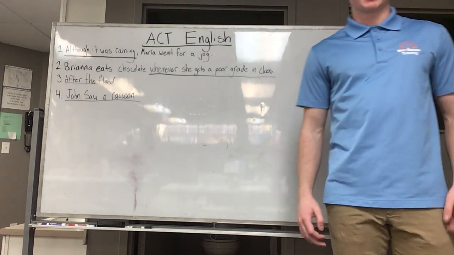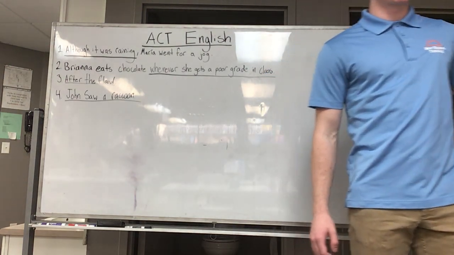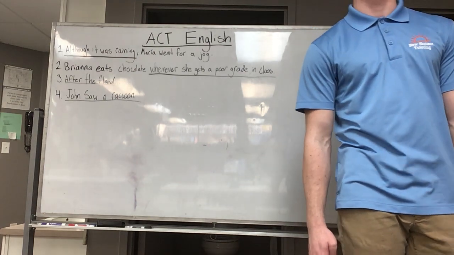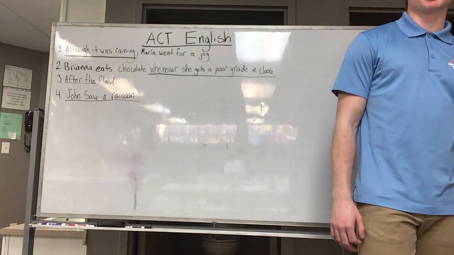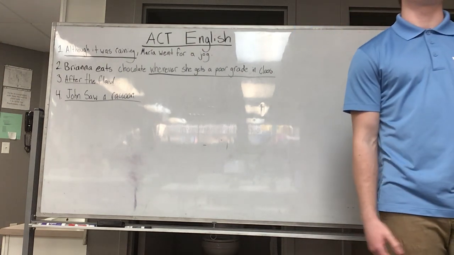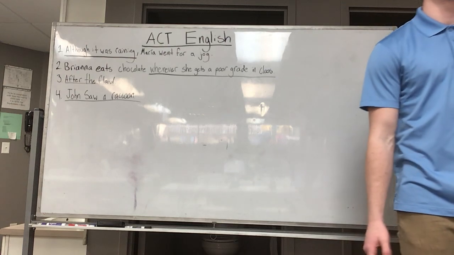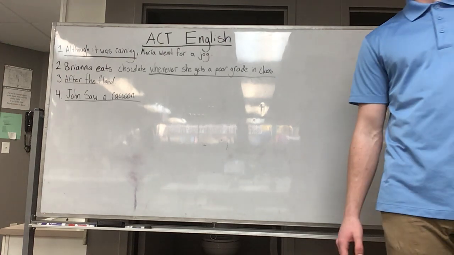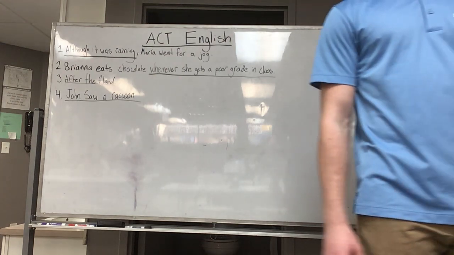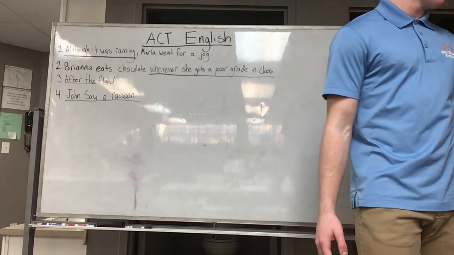On the English section, there are 75 questions and you get 45 minutes to do them. So it's about 36 seconds per question. So pretty quick. You have to answer the most questions in the least amount of time out of all the other sections. And today we'll just be going over a little bit of punctuation.